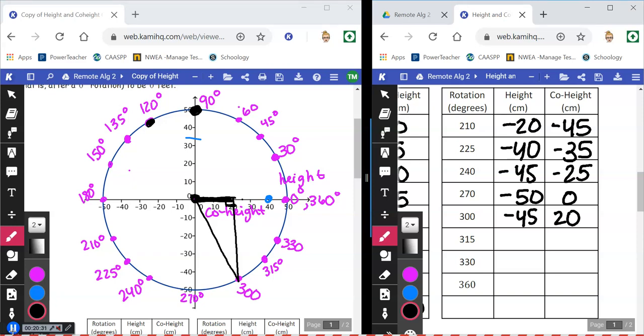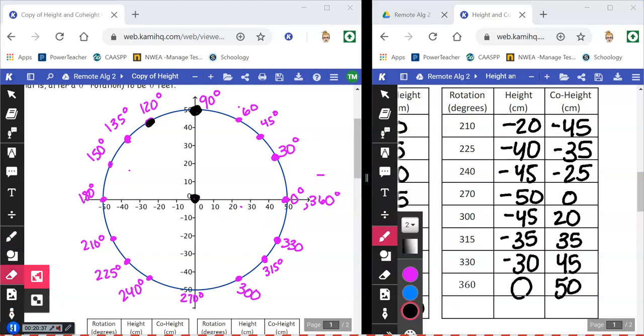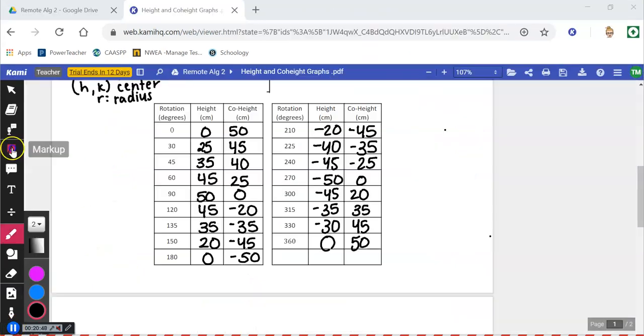So go ahead and do 315, 330, and 360 on your own. All right, so as you can see, these are the heights and the coheights that I found for the rest of our points in our degree rotations. Let's move on to the next part.